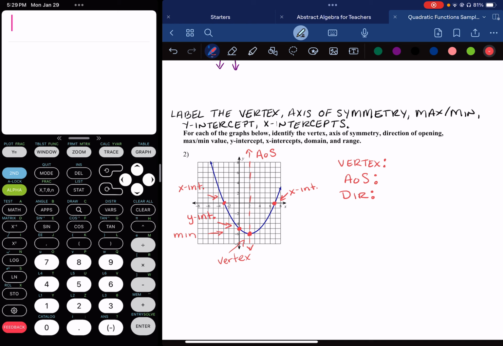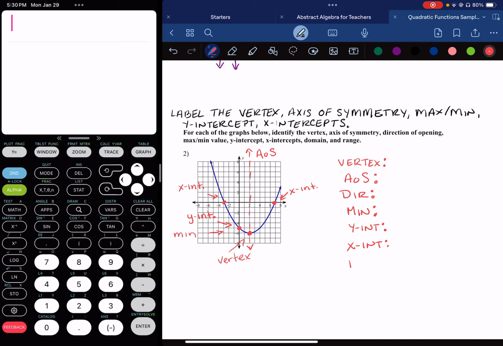Max or min. We've already established that this one is a min value, so I'm going to write min only, not max. I am looking for you to determine which one it has, so I am looking for you to write the correct word. Next one is the y-intercept, x-intercept, and then the last two are domain and range. If you want to just write D, short for domain, that's fine, and R, short for range, that's fine as well.